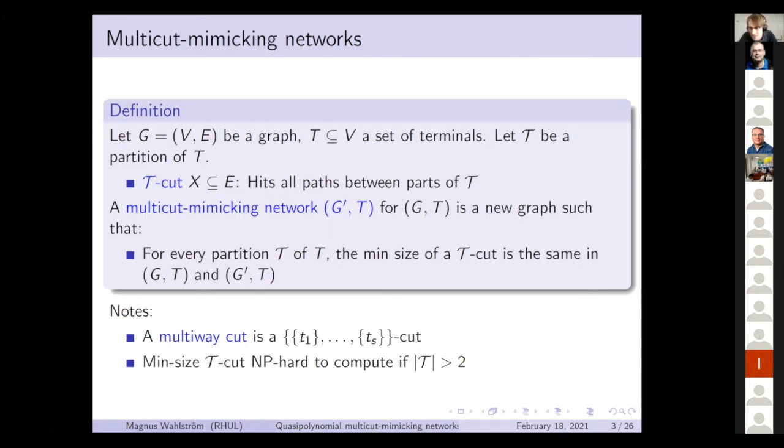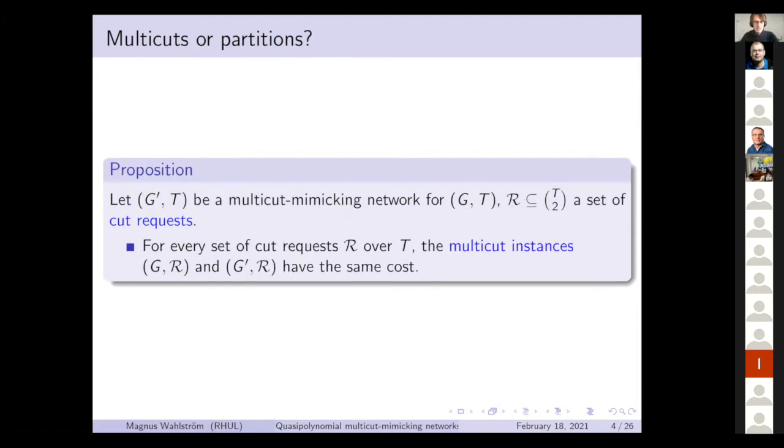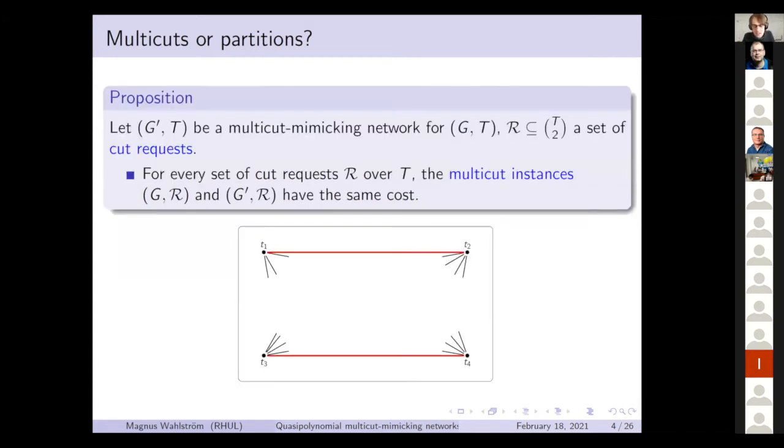And I'll try to give some idea how. First of all, I only talked about partitions and multiway cut and so on. The phrase we used is multicut sparsifier, and I'd like to argue that if you can mimic all partitions, you can also mimic all multicut instances in the following sense. If you have a set of terminals T, you have some subset of cut requests, like you're asked to separate 1 from 2 and 3 from 4, but you're not required to do any other specific separation.